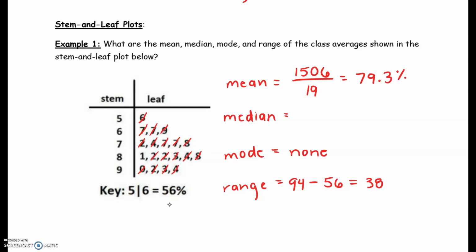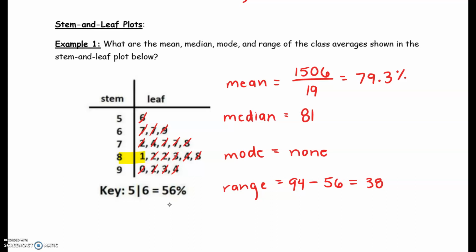Now, one quick way to check if you have found the middle number is to count the amount of leaves you've crossed off before it. 1, 2, 3, 4, 5, 6, 7, 8, 9. And make sure you've crossed off 9 leaves after that number as well. And it looks like we have, so then you can be sure that you have found the middle number. So this middle number here is 81. That would be the median of our set of data in the stem and leaf plot.